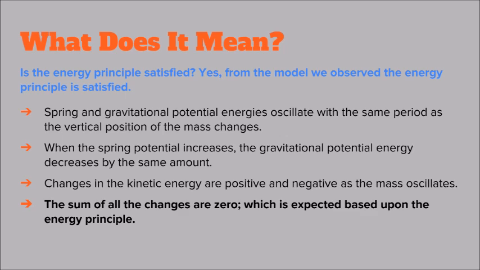Spring and gravitational potential energies oscillate with the same period as the vertical position of the mass changes. When the spring potential increases, the gravitational potential energy decreases by the same amount. Changes in kinetic energy are positive and negative as the mass oscillates. The sum of all changes is 0, which is expected based upon the energy principle.